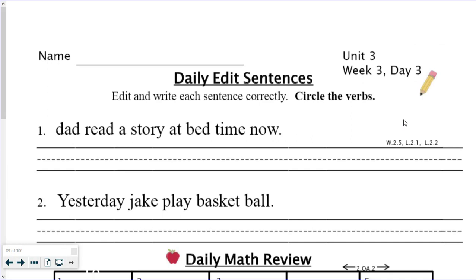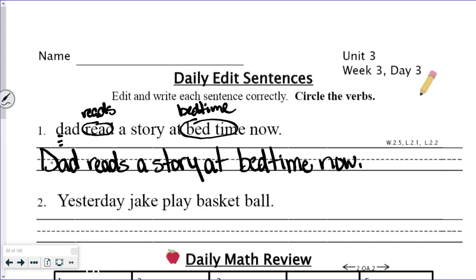Alright, so we got Dad read a story at bedtime now. Capitalize Dad. It's the beginning of a sentence. We're going to add an S to read. So Dad reads a story at bedtime. Bedtime is a compound word. So we're going to combine bedtime. Okay, Dad reads a story at bedtime now, period. Alright, looks good. I'm going to rewrite number 1 nice and neat. Alright, we got number 1 looking good.